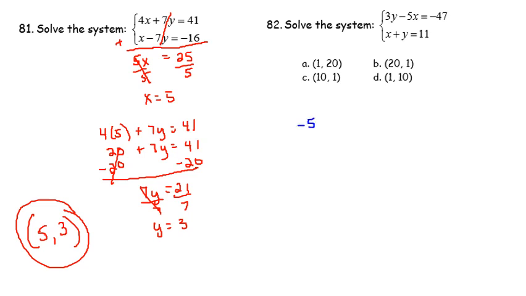So that gives us negative 5x plus 3y equals negative 47. What I did there was use the commutative property and move the x and the y, so now I've got it in standard form and everything's lined up. So instead of eliminating the y's, I'm going to eliminate the x's. That means I'm going to multiply the bottom equation by 5.